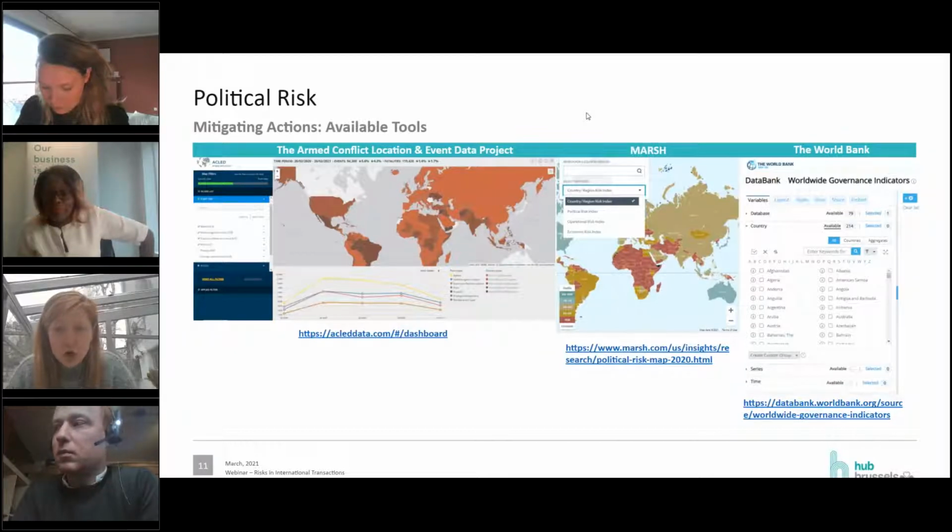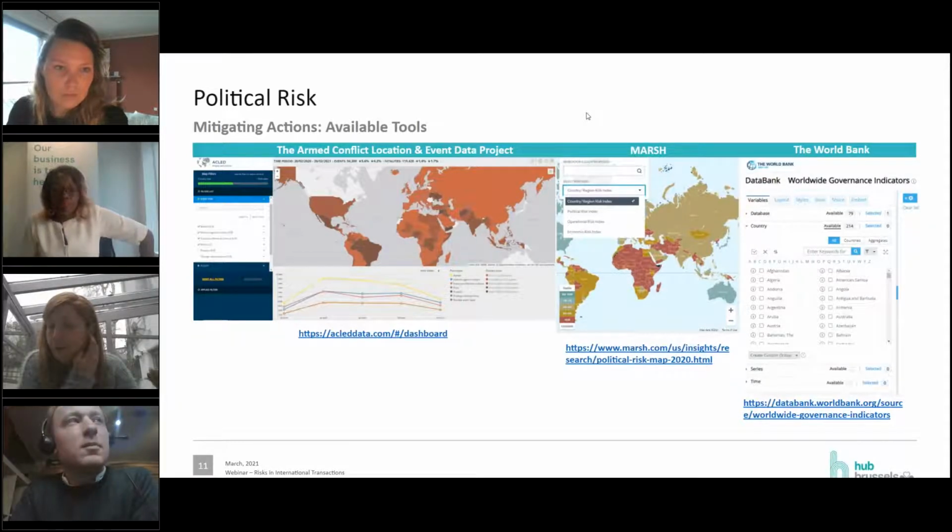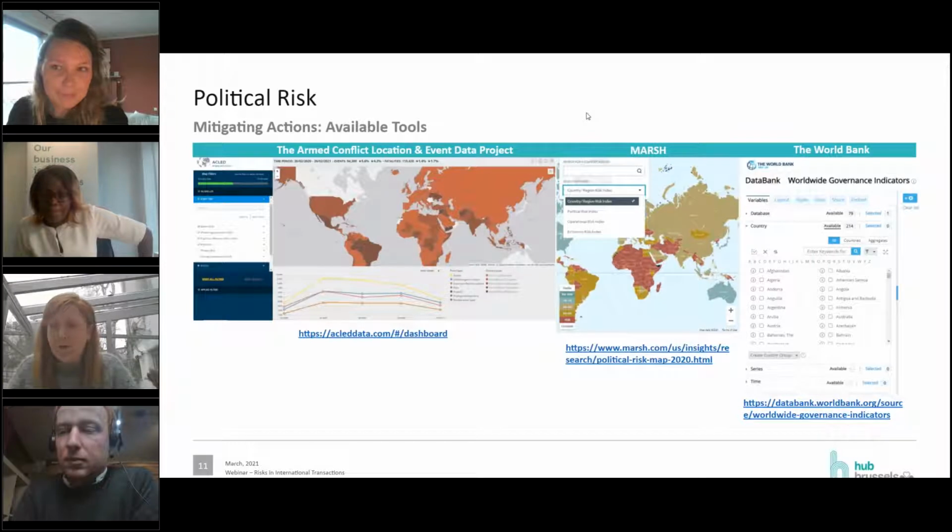And we have Marsh. They publish three reports, for example, the Political Risk Map of 2020, which is very good because they give a summary on the regions and what's happening there, etc. So I invite you to have a look at that. Most of the elements in these three reports are still valid today. They also provide insurance for this kind of events, but these are of course paid services.